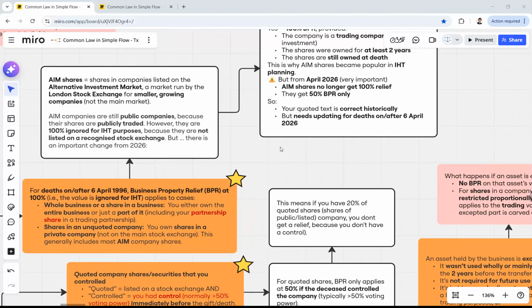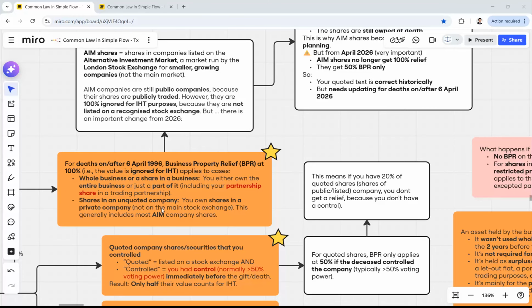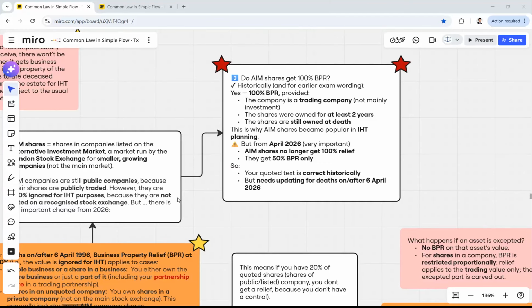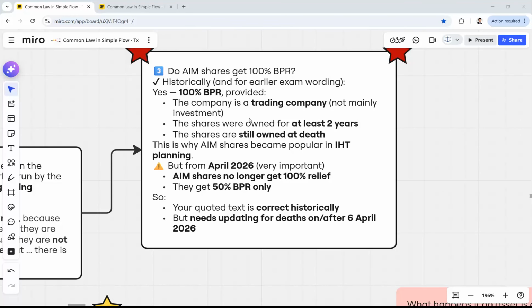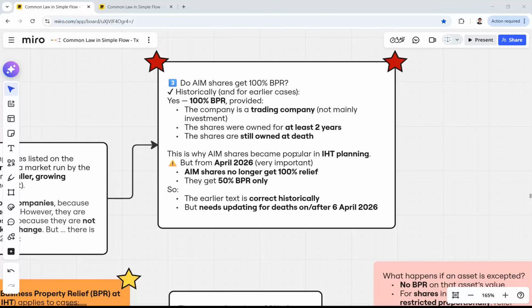But there is an important change from 2026, and this is important because it overrides what the second paragraph here says regarding AIM. Do AIM shares get 100% BPR? Historically, for earlier wording and earlier cases, yes, 100% BPR, provided the company is a trading company, not merely investment. The shares were owned for at least 2 years, and the shares are still owned on death.